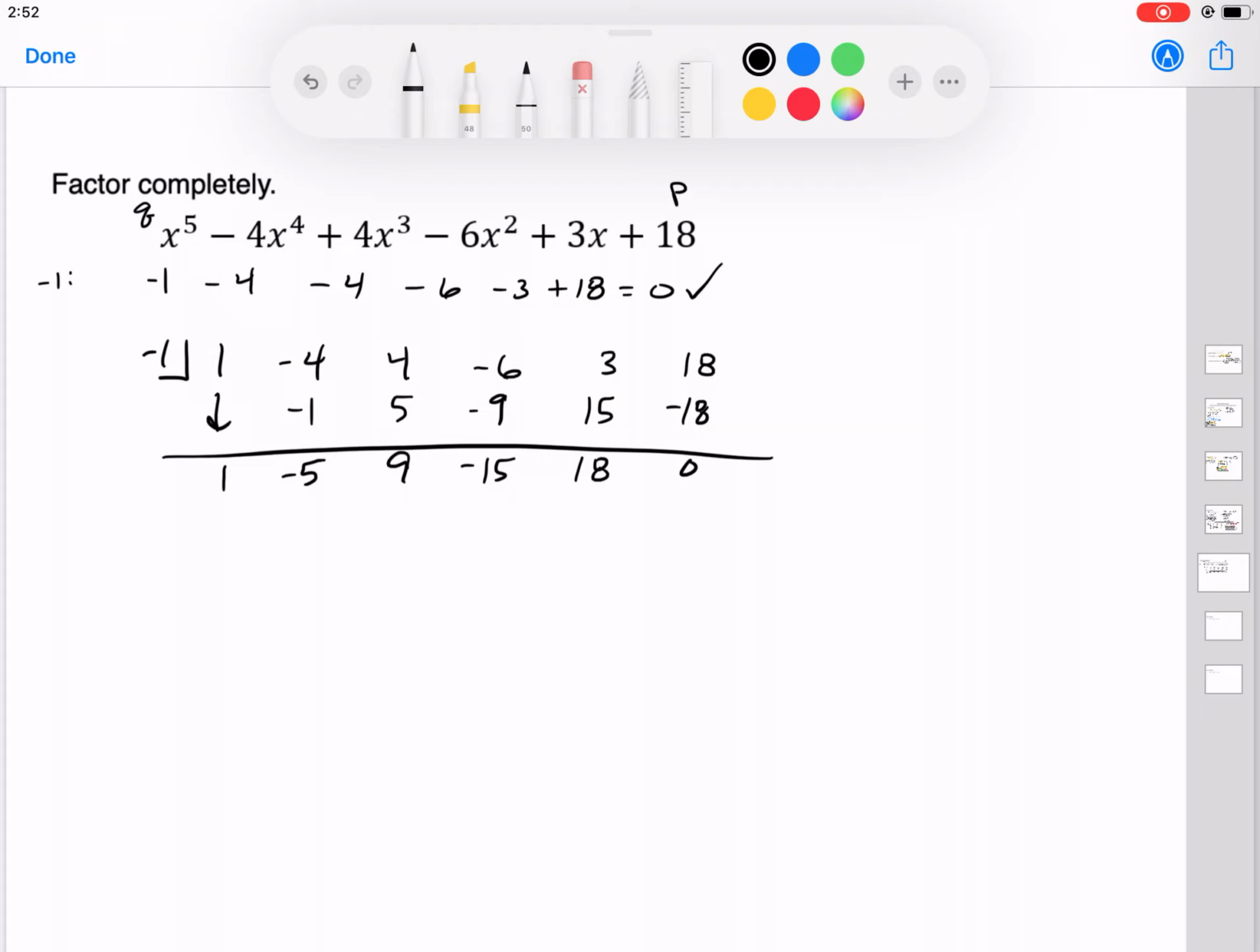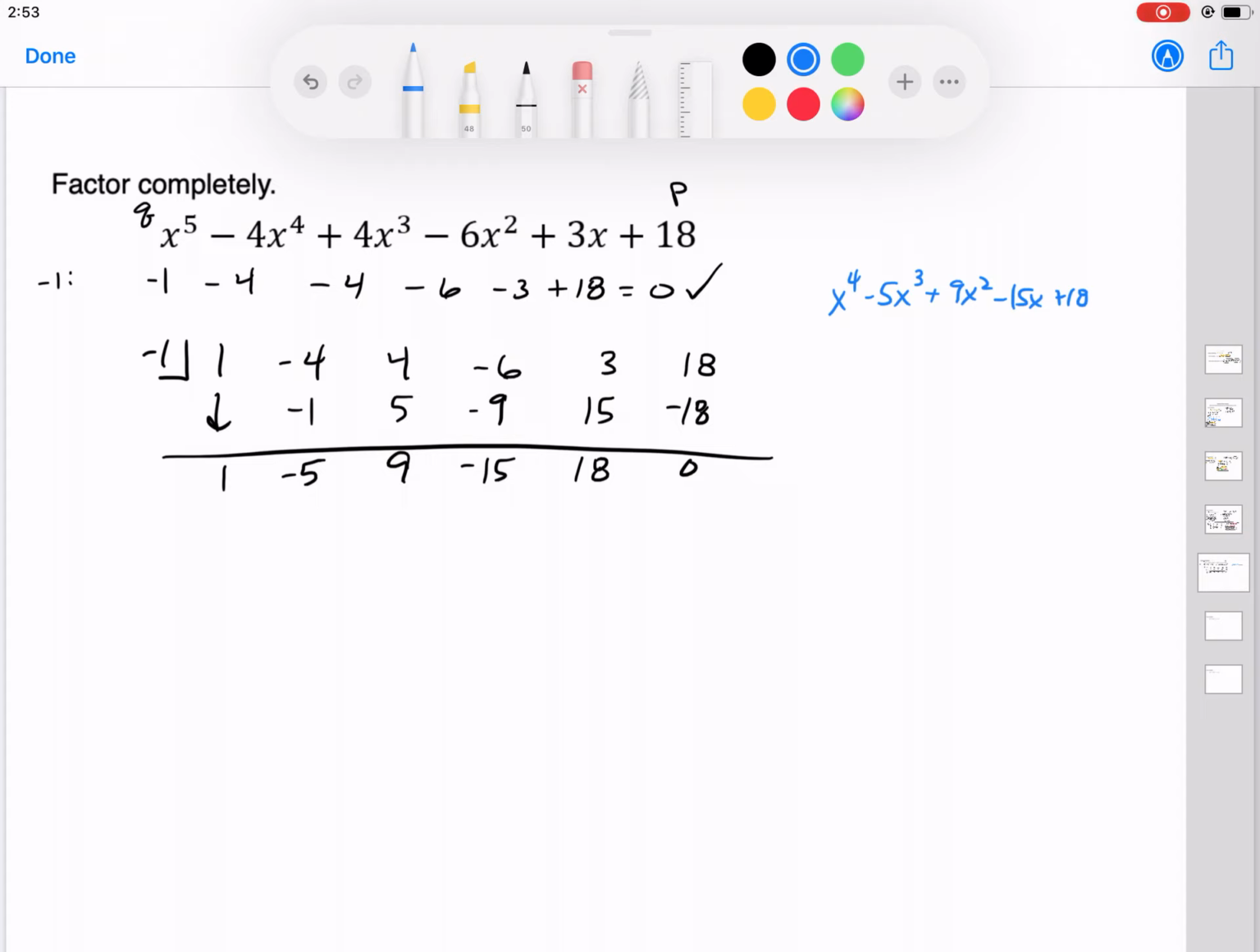I'm not even going to write out my answer yet, and here's why. I'm going to write things off to the side. This answer right here will be x to the 4th minus 5x cubed plus 9x squared minus 15x plus 18. The problem with this is that there are an odd number of terms, which means the grouping method will not work on it. So I'm going to have to find another 0 that works, and we're going to do synthetic division a second time.